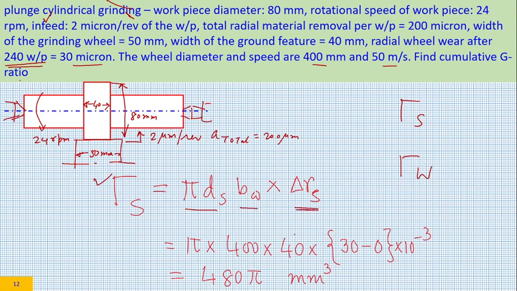So how much is the delta RS? From the 0th workpiece to the last workpiece, this is 30 minus 0. So in the first workpiece it was 0, in the last workpiece it is 30. Pi into ds equal to 400, and this one is 40. So this is coming out to be 480 pi.